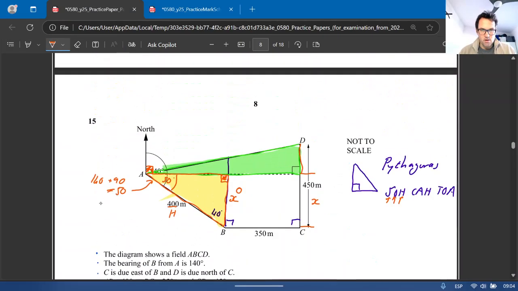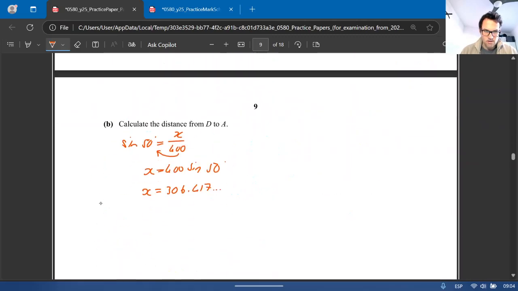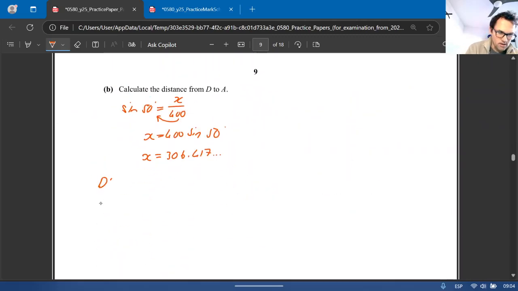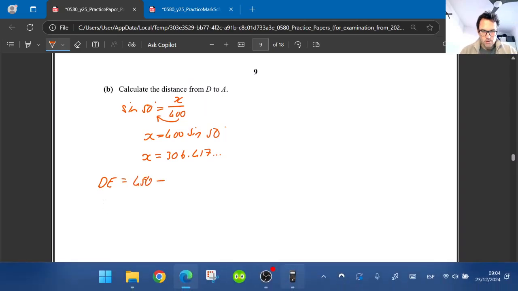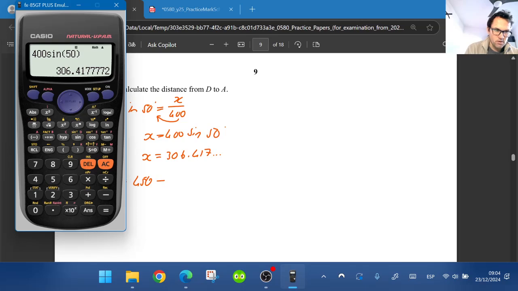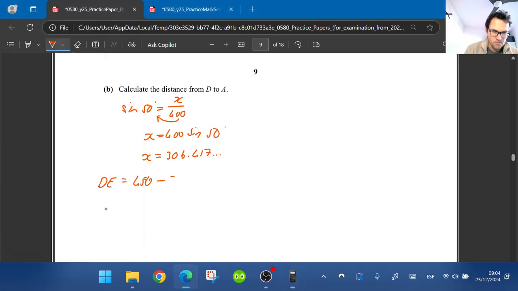Remember now, I'm going to call this point here E. If you subtract that distance, 306, from 450, then we can get this distance DE. Let's call it DE. So DE is 450 minus 306.417. So we just do 450 minus our previous answer. We've got it, 143.587.